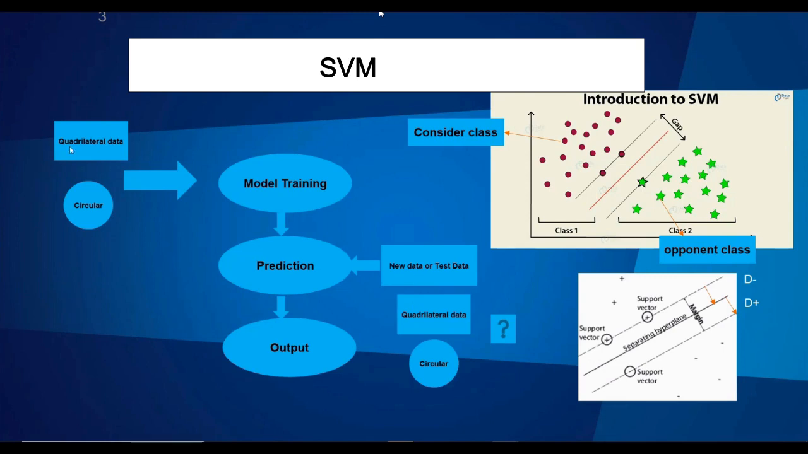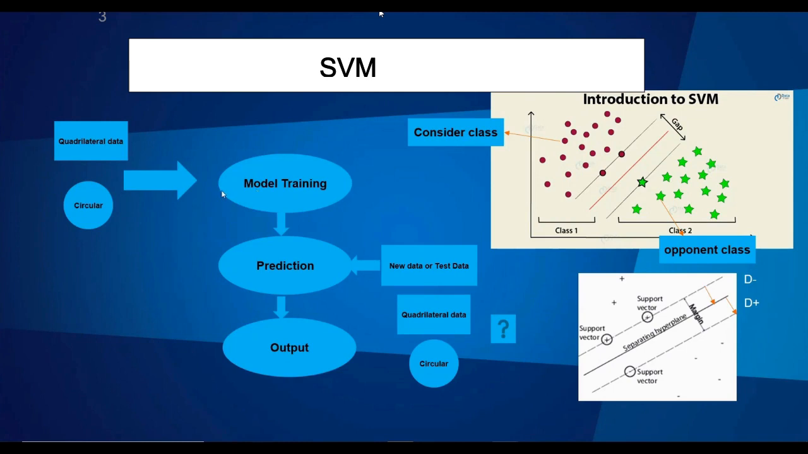Whatever other data sets there are, we call that data test data or new data. That new data it will put into two different groups: one is quadrilateral, one is circular. So that is the group classification. Whatever classes you create here, it will put the data in those particular classes, and that should be your output. That is what SVM is doing.